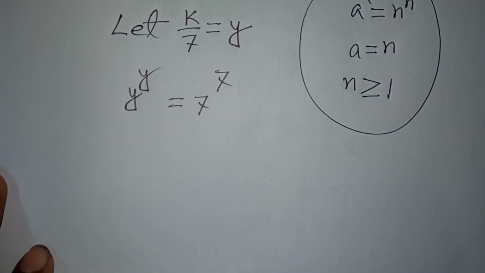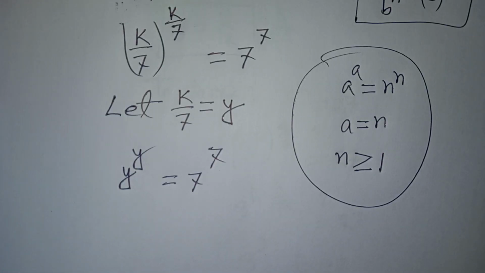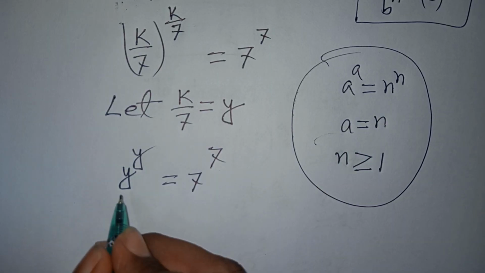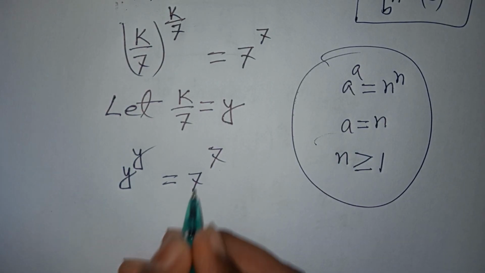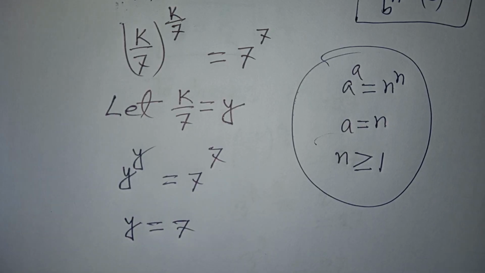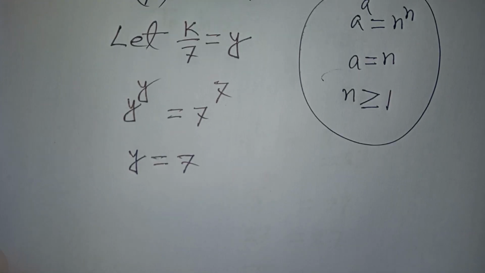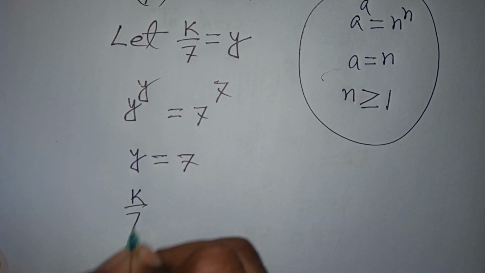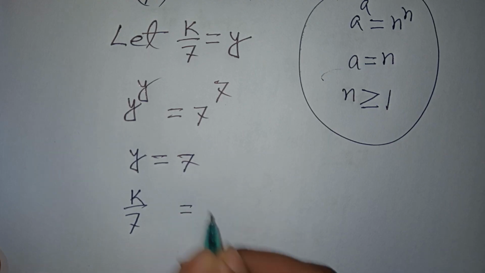Now here we apply this rule, a power a is equal to n power n, so a will be equal to n. So here y will be equal to 7. Now remember that y means k by 7. So k by 7 is equal to 7.